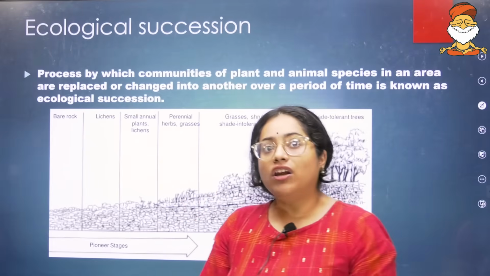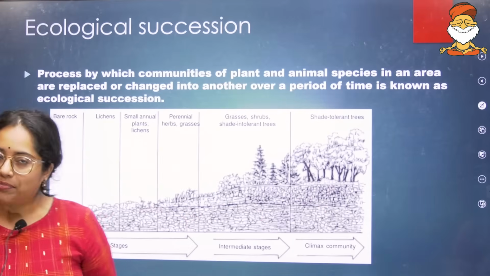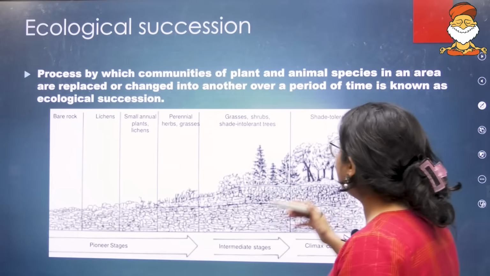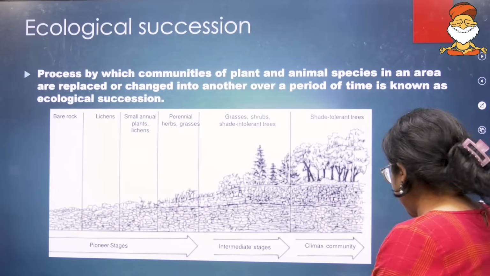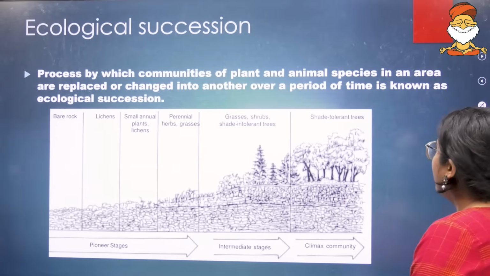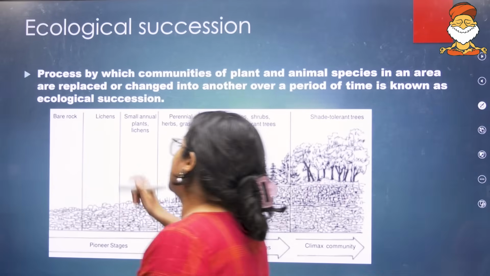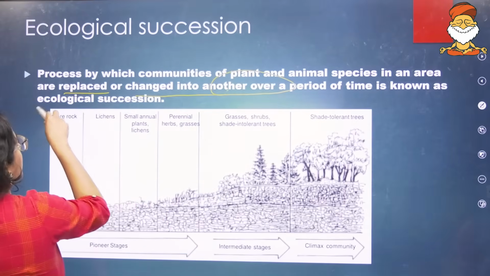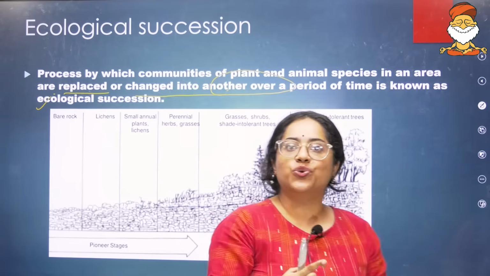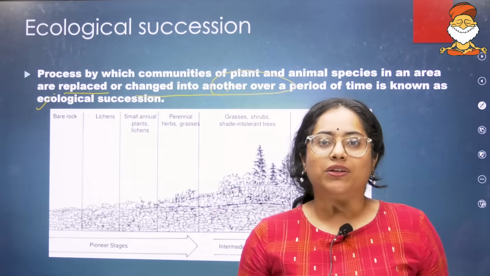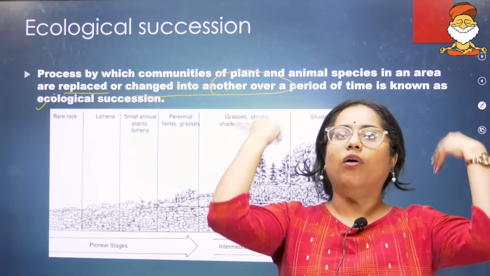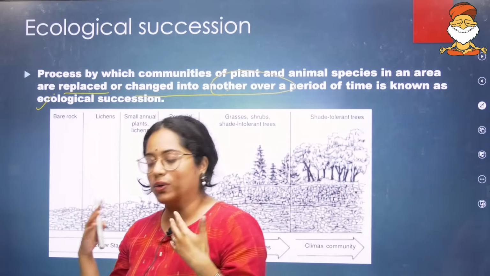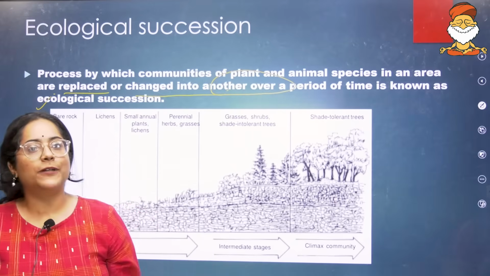Okay. Ecological succession is something very similar. It is the process by which communities of plants and animal species in an area are replaced or changed into another over a period of time. Changed into another. What happens here? Let's take an example, or let's go to the beginning of time when the Earth was completely rock and there was absolutely nothing there.